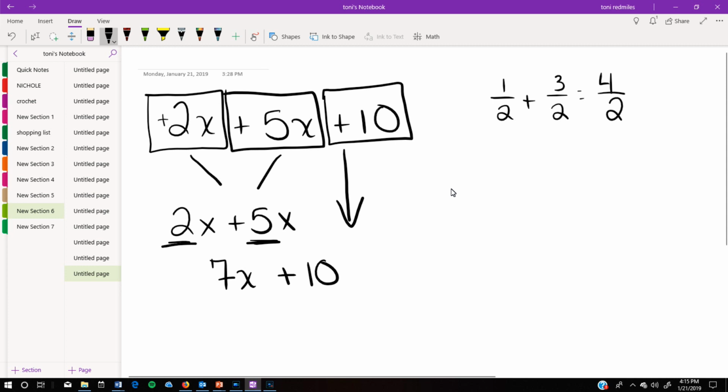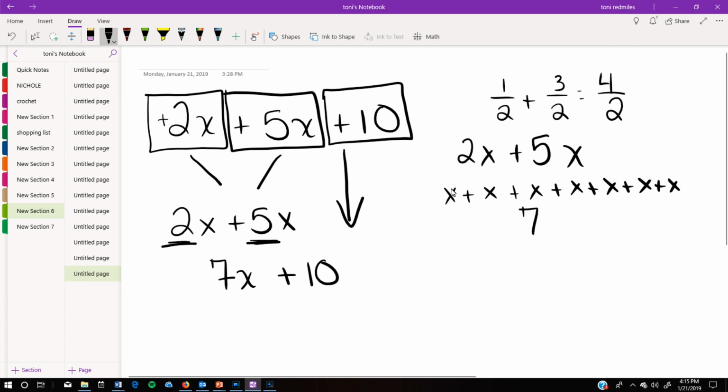The other way I can do it is remember that all of multiplication is actually addition. So this says I'm multiplying 2 times x, which would be 2 x's in addition. This would be 5 x's in addition. 1, 2, 3, 4, 5. So if I add up all the x's that I have, I get 7 x's. Okay, we're just going to quicken that process by just adding their coefficients and bringing x along for the ride.